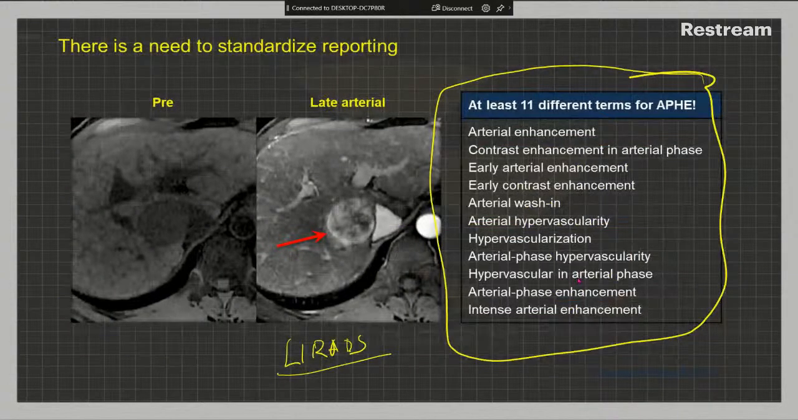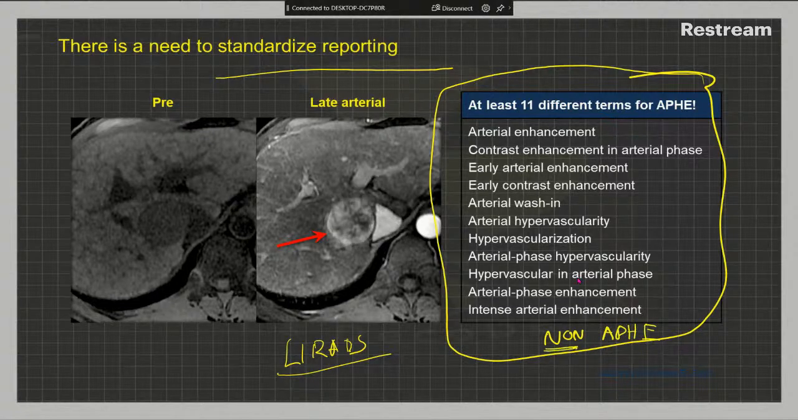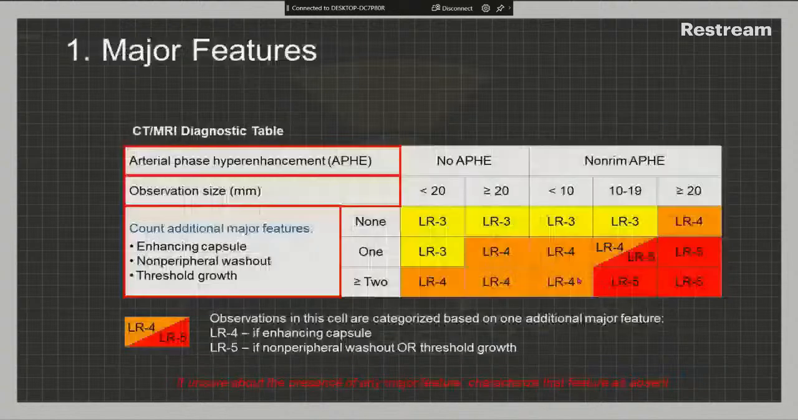Now, coming to standardization, why is it important? Because there is specific terminology provided in the LI-RADS lexicon, and it is advisable that when a radiologist is reporting hepatocellular carcinoma, you have to use those words only. You have no place to create your own word or phrase. You have to use the phrase given there, that is non-APHE. We have to use this word only, non-rim pattern arterial phase hyperenhancement, because these are vague terms which we use in reports, but they say you should not use those and just use non-APHE. So this is a major feature.